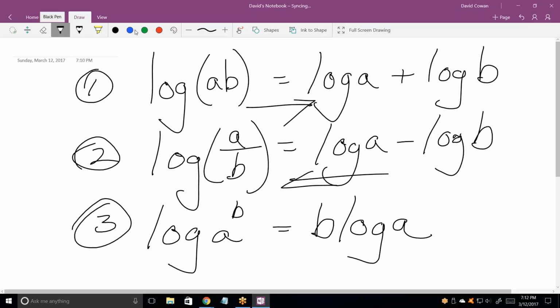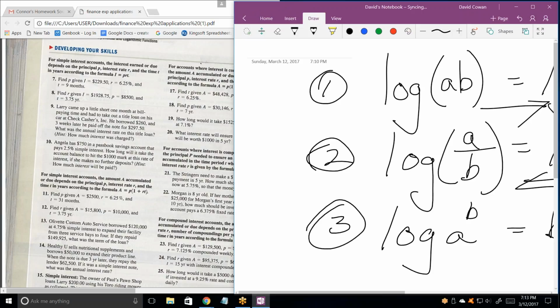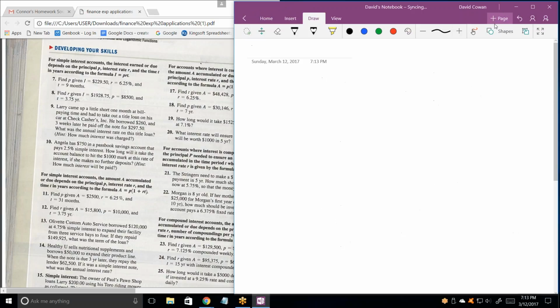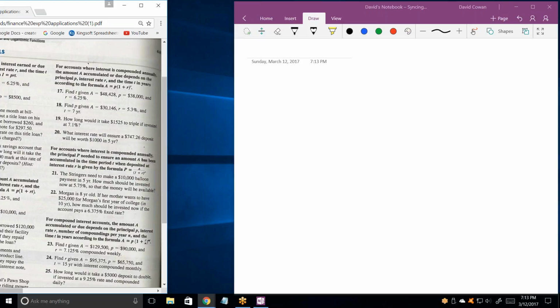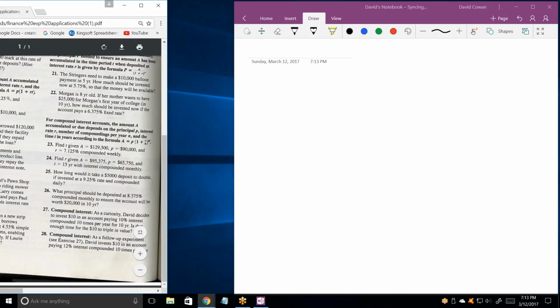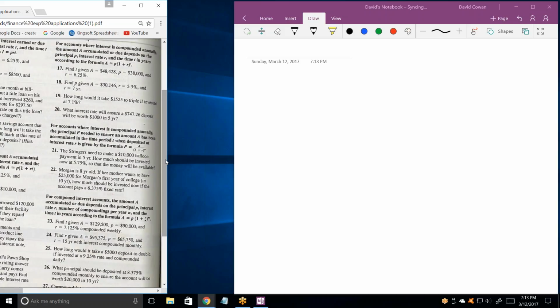Now let's have a look at some of the problems you have here. You don't necessarily need logs to do all of these problems. We might need logs to do some of them. We're starting with 18? Yes. Okay. Whenever you do these problems, the very first line you want to almost always write is the general formula.